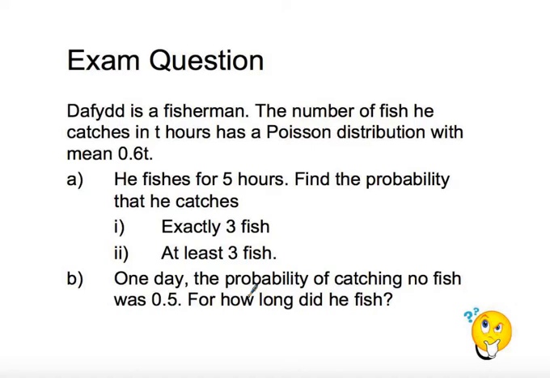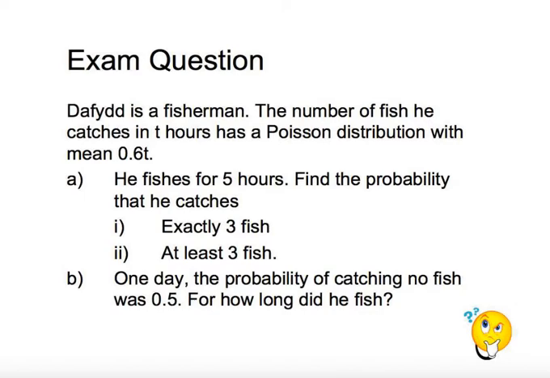So we have David. David is a fisherman. The number of fish he catches in T hours has a Poisson distribution with mean 0.6T. He fishes for 5 hours. Find the probability that he catches exactly 3 fish, and at least 3 fish. And in part B, it says one day the probability of catching no fish was 0.5. For how long did he fish? So just a little helping hand here, 0.6T means the mean will be 0.6 times however long you are fishing for. So have a go at that question, just see how much you can get done for yourself. And then once you're done, we'll go through it.